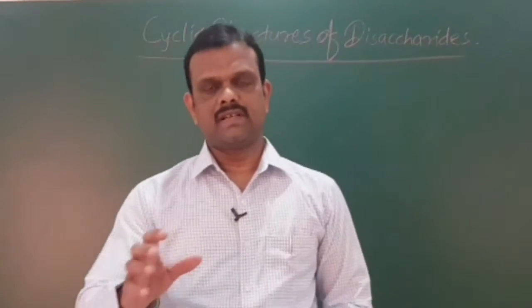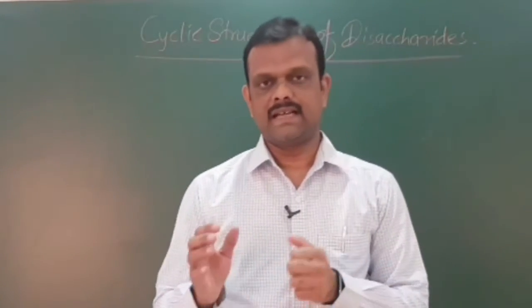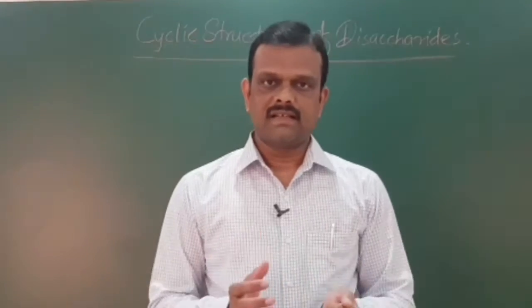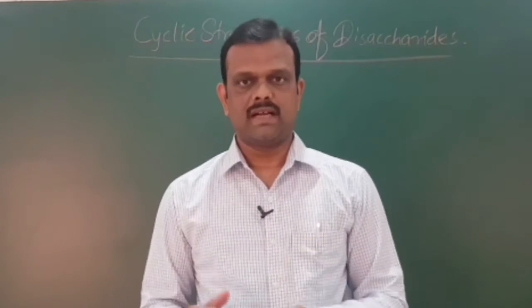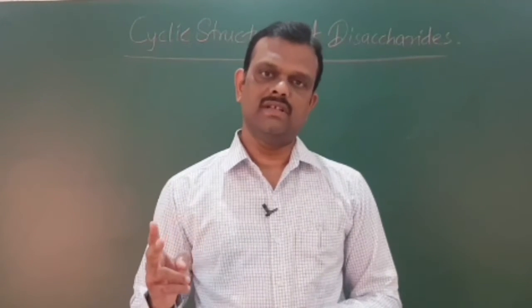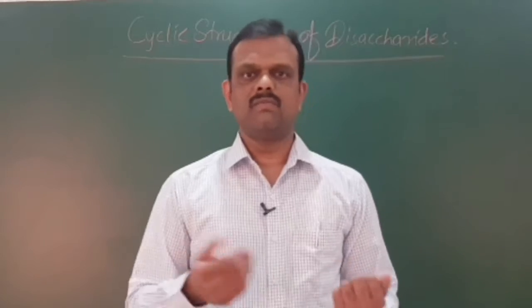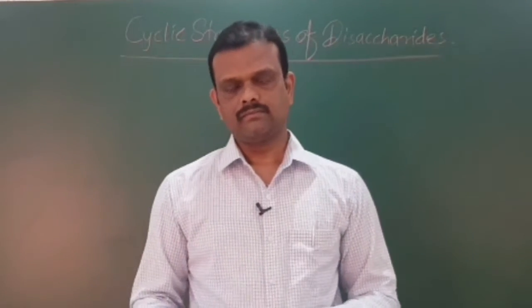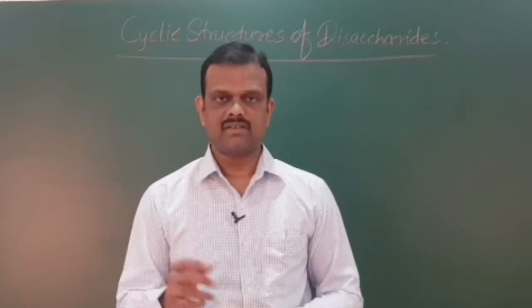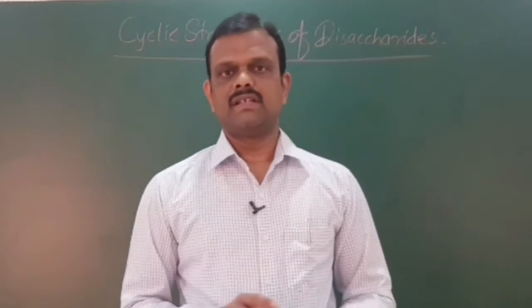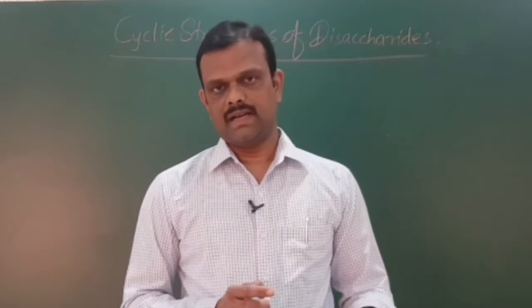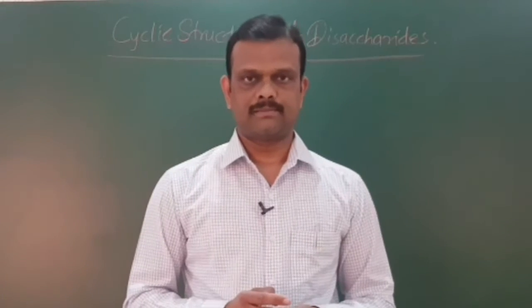Now during classification part we have studied disaccharides as a part of oligosaccharides. Disaccharides are the carbohydrates which on hydrolysis produce two monosaccharide units. Those monosaccharide units may be same or different. Now three disaccharides we have to study. First one is sucrose, which is also known as cane sugar. Another one is maltose sugar, and third one is lactose sugar.